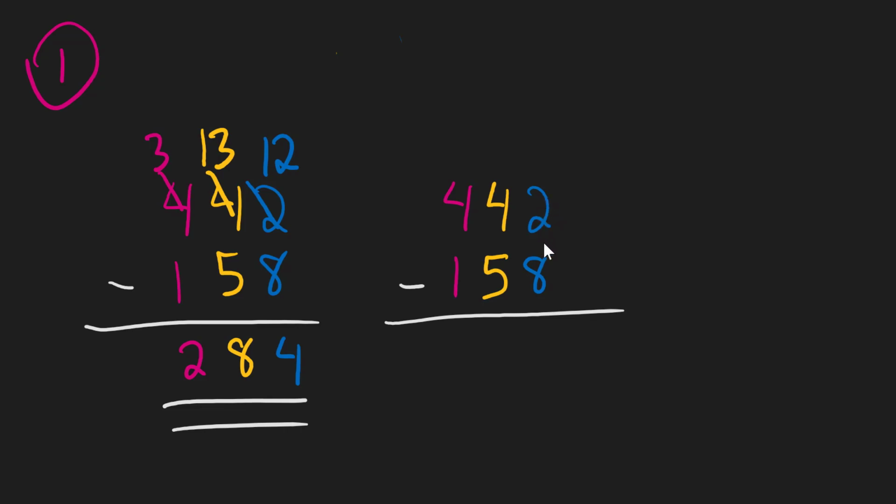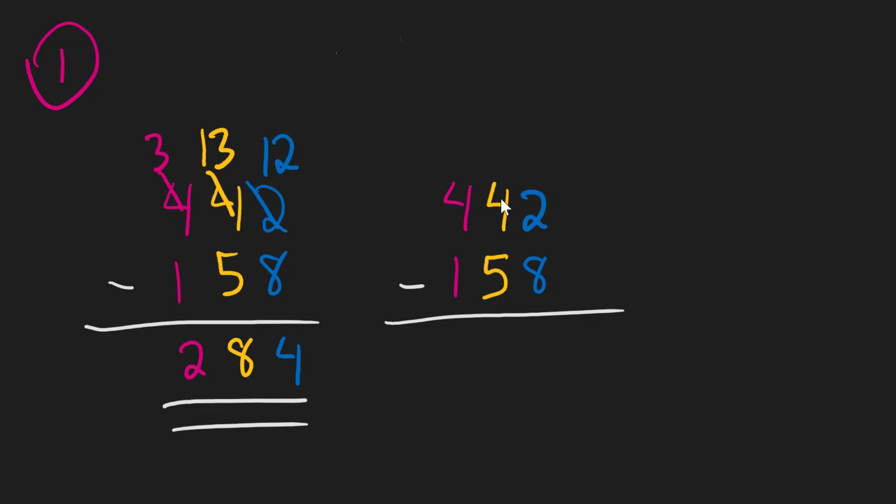So we have 2 minus 8. The 2 is smaller than the 8. How do we calculate 2 minus 8? You know, if this was 9 minus 8, then we know how to calculate that. 9 minus 8 is 1. But this isn't 9 minus 8. This is 2 minus 8. The 2 is smaller than the 8. So what do we do?